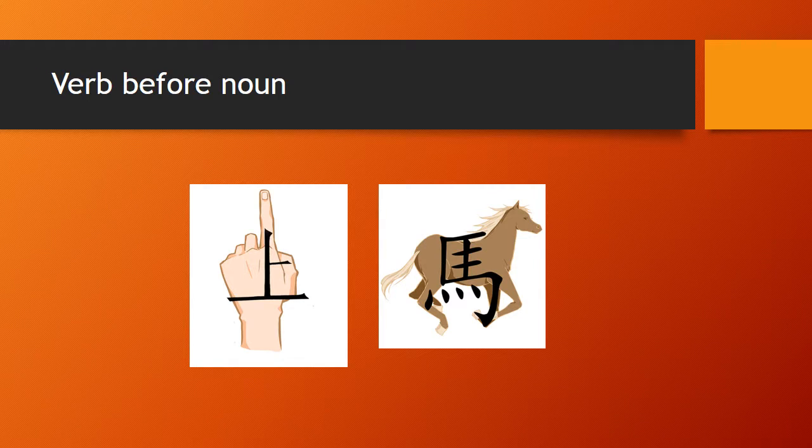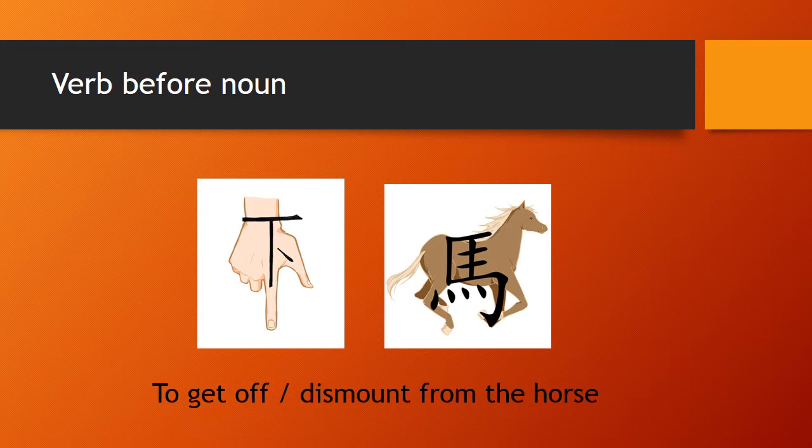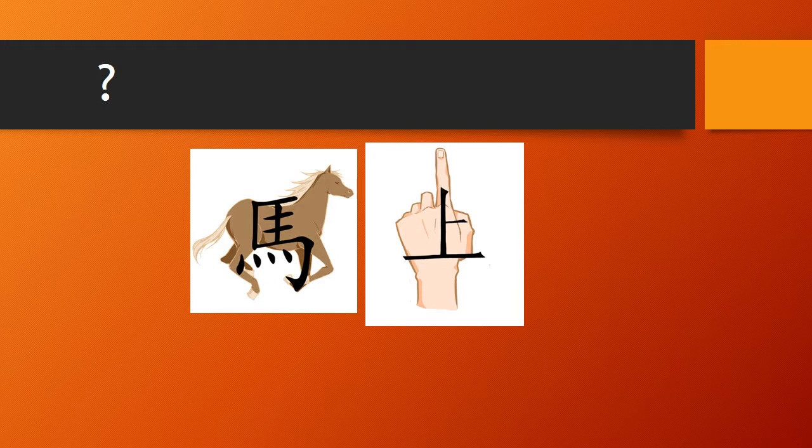Guess this one. That's right. Go up or get up onto the horse. Mount the horse. This is get off the horse, dismount from the horse. Okay, one guess. What is ma shang? Well, you probably guessed it right. Ma shang means on the horse.